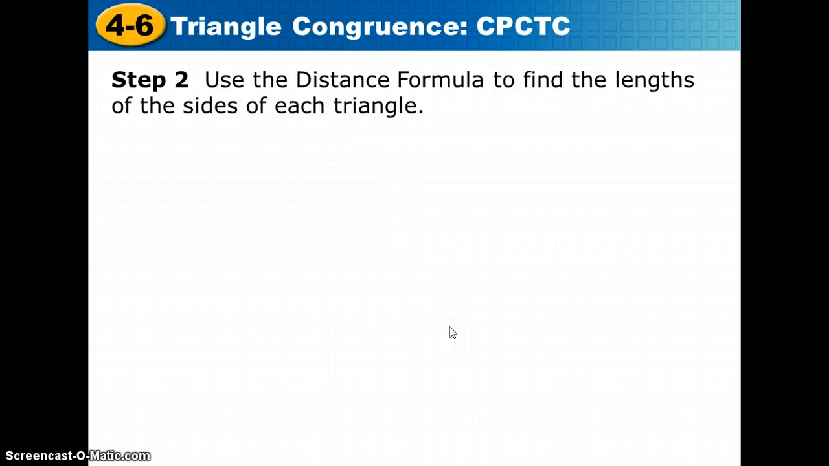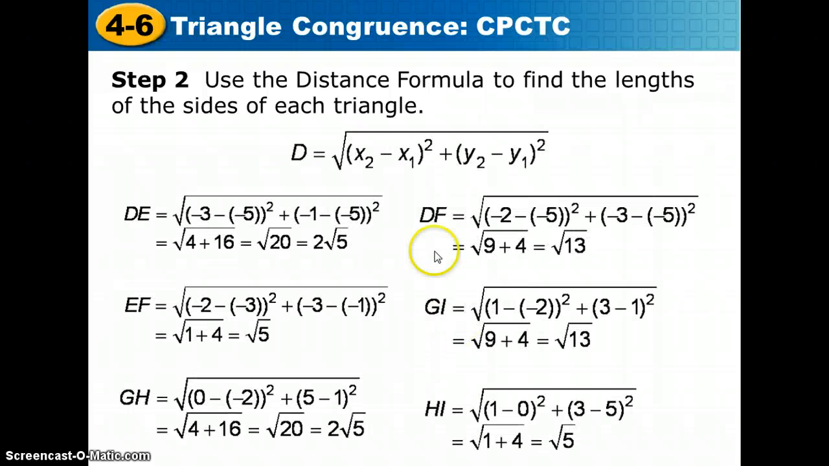And so here's how we're going to do that. We're going to use the distance formula to find the lengths of the sides of each triangle. Okay, and so here's what that's going to look like. Now I've written it all out for you, but you'll want to use the distance formula to find each one of these: DE, DF, and EF. And then GI, GH, and HI. Using your coordinates, plugging them into this distance formula, we get this.